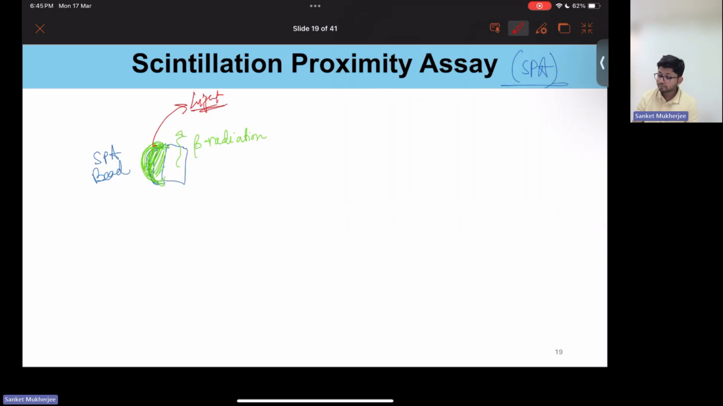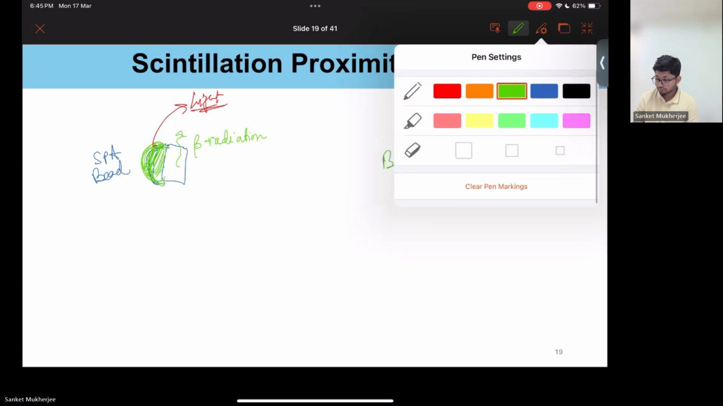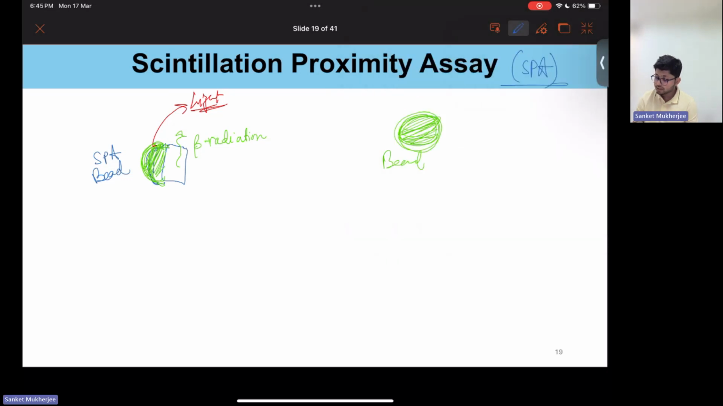Now let's say if the bead and the particles are separate, it will still emit beta radiation, but this will not produce light. Okay, there will be no light. So this is how it is done. So it's appropriate for hydrolytic enzymes.